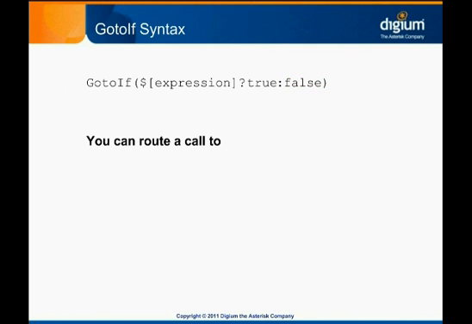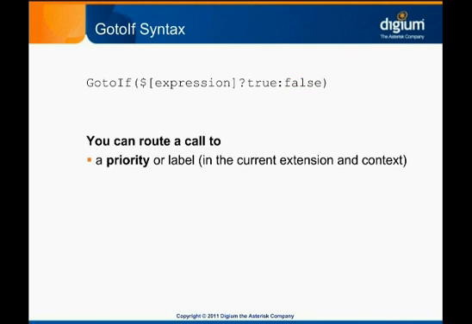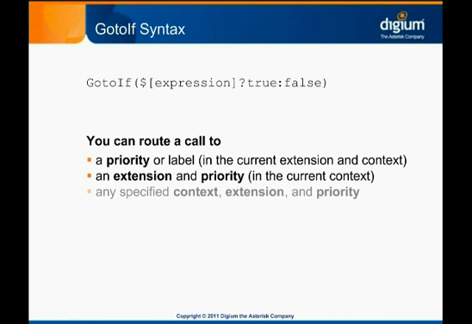You can route a call to a priority label in the current extension and context, an extension and priority in the current context, or to any specified context, extension, and priority. The parameters of GotoIf are not separated by commas. Instead, a question mark separates the expression from the destination to route to if true, and a colon separates the true destination from the false destination. If no destination is present for the resulting value of the expression, the Dialplan execution will continue in the next priority of the same extension and context.